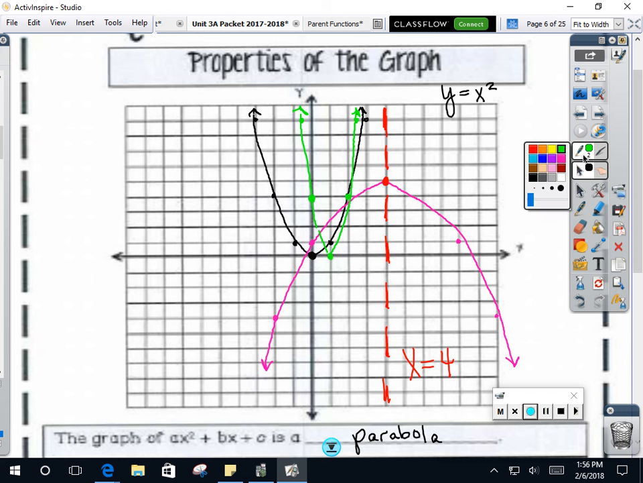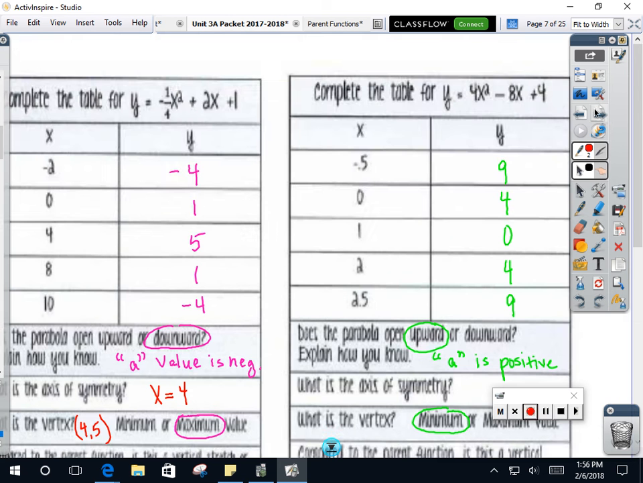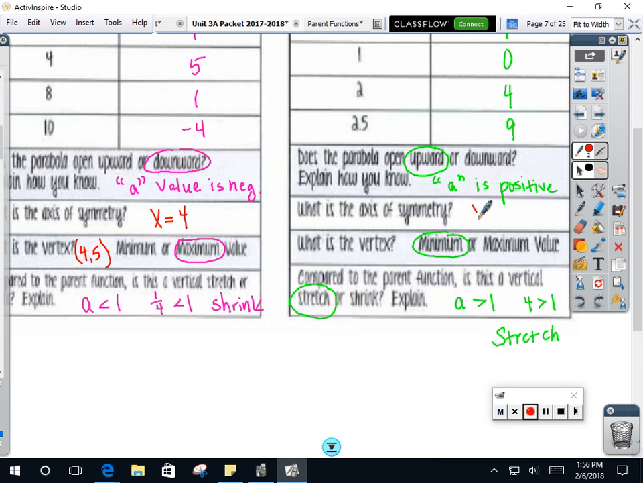Where would I need to draw in the axis of symmetry? x equals 1. Okay, it would be a line cutting through the x-axis at 1. And where is this vertex? (1, 0). Okay, so the axis of symmetry was x equals 1, and then the vertex was (1, 0), and that was the minimum point on the parabola.